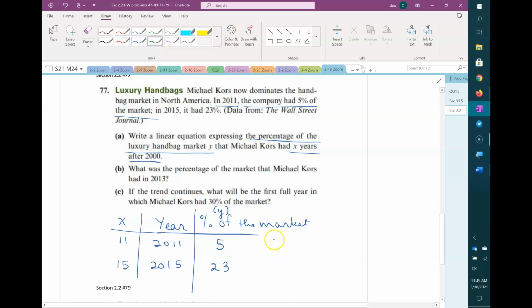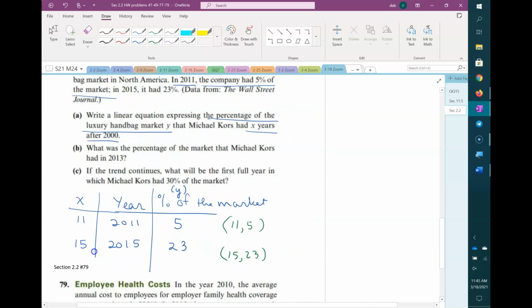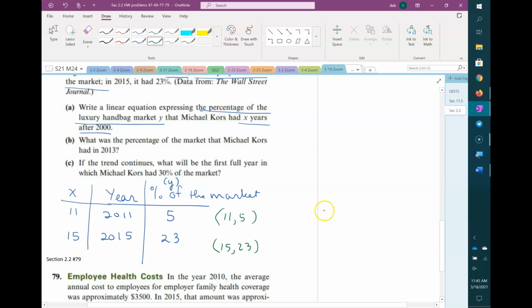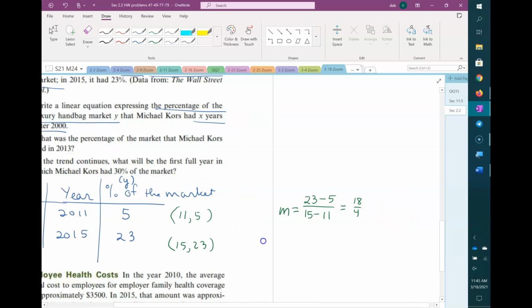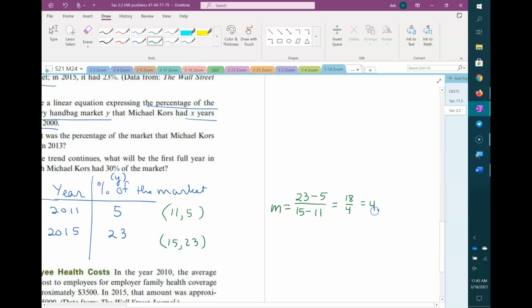So this is exactly like the problem we just did, where I have the points (11, 5) and (15, 23), and I want the equation of the line that goes through those 2 points. So I need the slope. It's going to be the second y minus the first y over the second x minus the first x. So that's going to be 18/4 or 4.5. So there's my slope. And then arbitrarily, I'm going to use the point (11, 5). It doesn't matter which point you use, you'll get the same equation of the line.